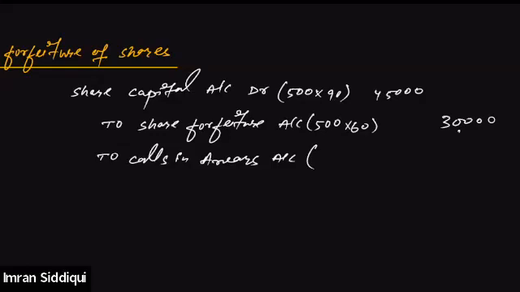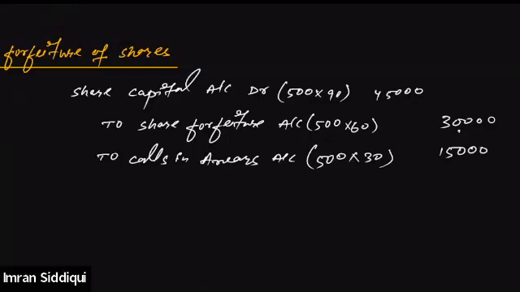Then how much is still in arrears? 30 rupees per share is still in arrears. So 500 into 30, 15,000. Is that clear, everyone? Yes, sir. Will you be able to write down the narration on your own?